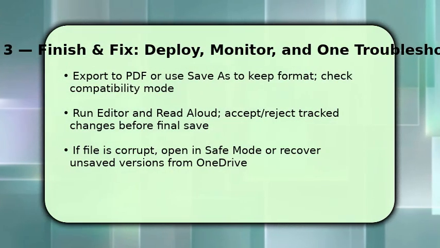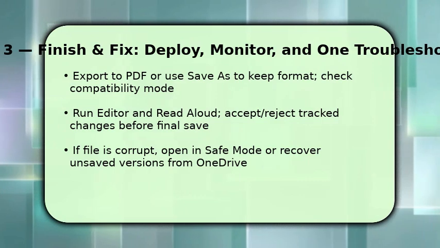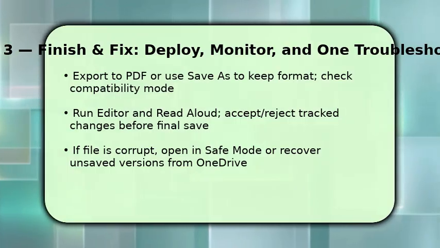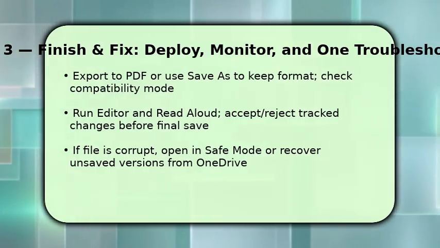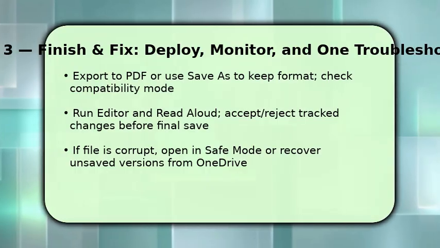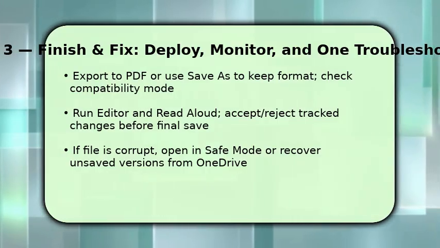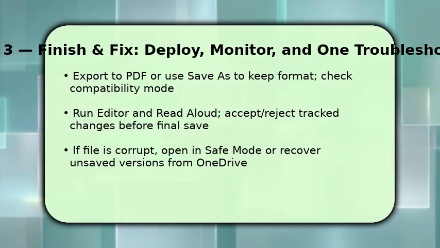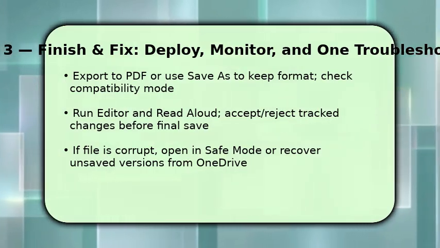You finish by exporting to PDF or using Save As to preserve layout and check compatibility mode if older features appear. Once done, run Editor and Read Aloud to catch errors, then accept or reject track changes before the final save. If something goes wrong, make sure to try Safe Mode to open Word or restore an unsaved version from OneDrive.